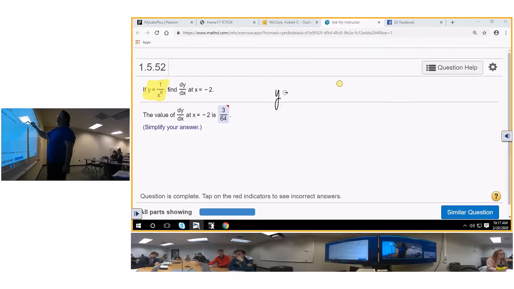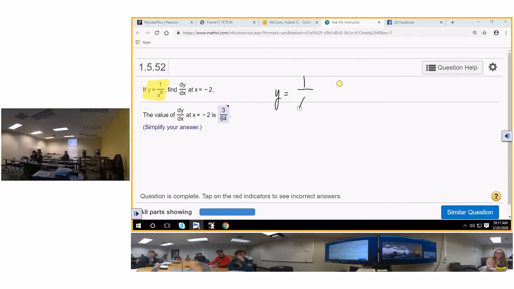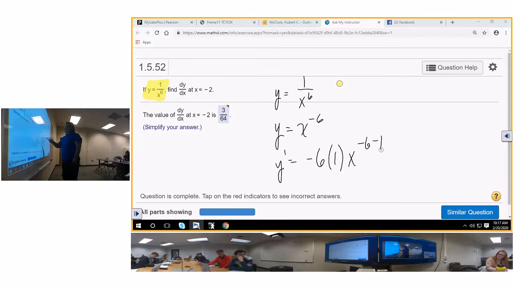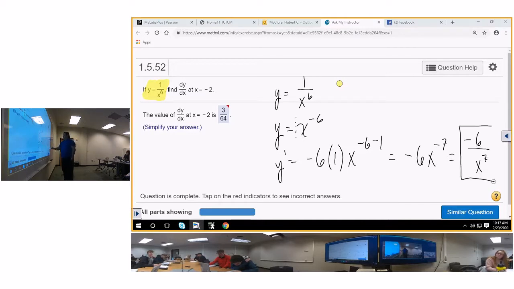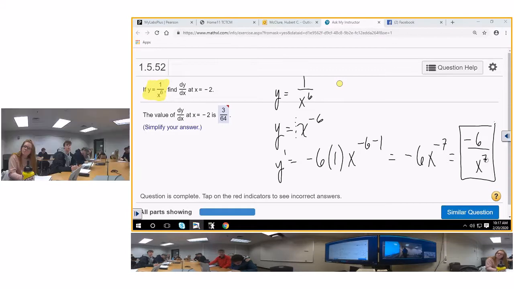Y is equal to 1 over x to the 6th. Y is equal to x to the negative 6th. Y prime is equal to negative 6 times 1, x to the negative 6 minus 1, which is equal to negative 6, x to the negative 7, which is equal to negative 6 over x to the 7th power.